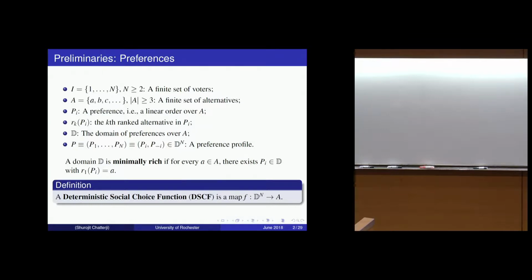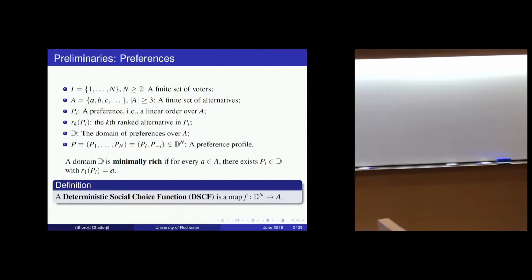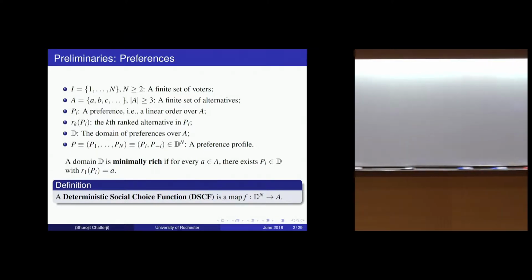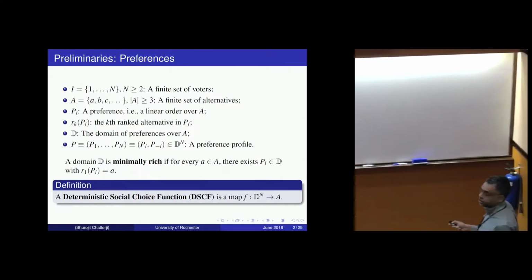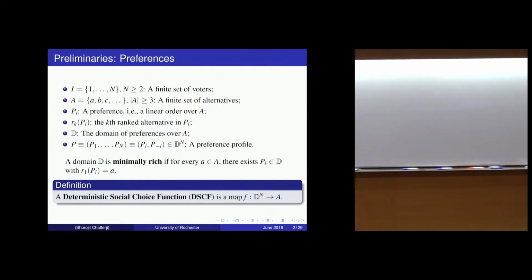Another axiom that we will maintain here is one called unanimity, which says that if it so happens that we pick up a profile P where everybody has the same alternative, let's say B on top, then the social choice for that profile will be B. So society respects the unanimity of preferences across agents. This is a minimal hypothesis. And we will study social choice functions. So first, I introduce what a deterministic social choice function is: simply a map from profiles to alternatives.